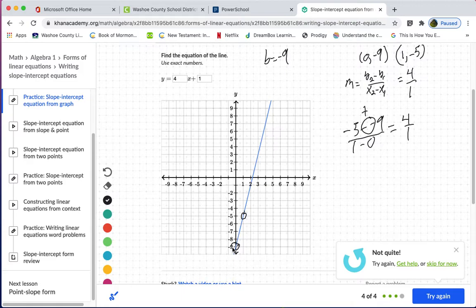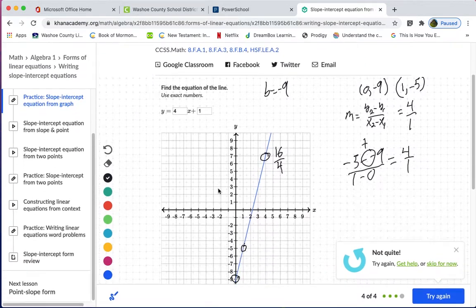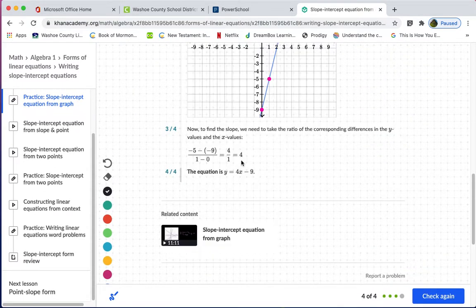Okay, so the y-intercept is negative 9. 1, 2, 3, 4 over 1. Okay, maybe that's not a point. It seems like that's right, but we'll just keep trying this. Let's go up to 7. So negative 9 to positive 7, that's an increase of 16. And 1, 2, 3, 4, that's 16 over 4. Well, I'm confused. All right, let's see what it says under get help.